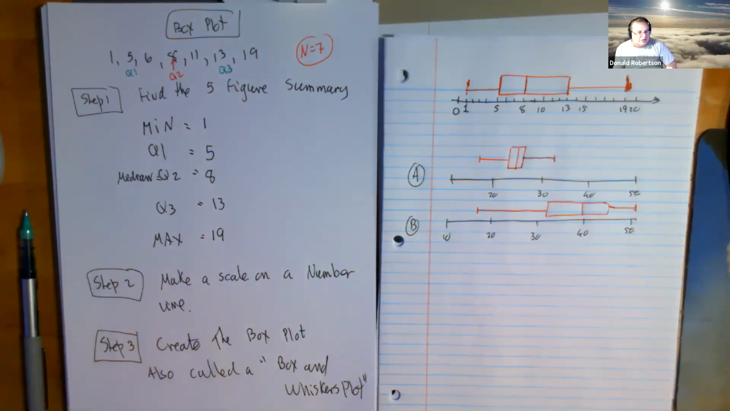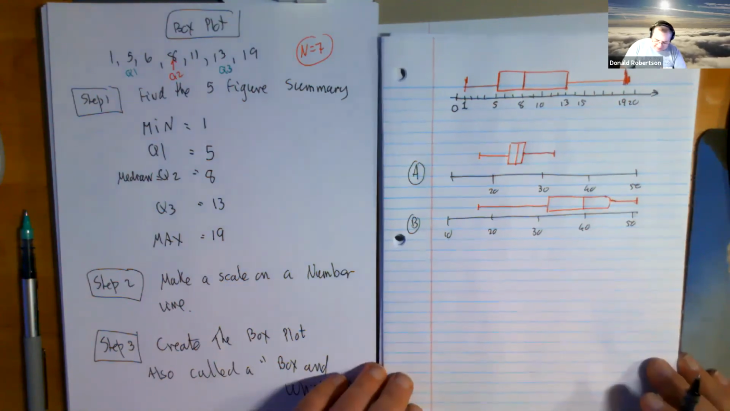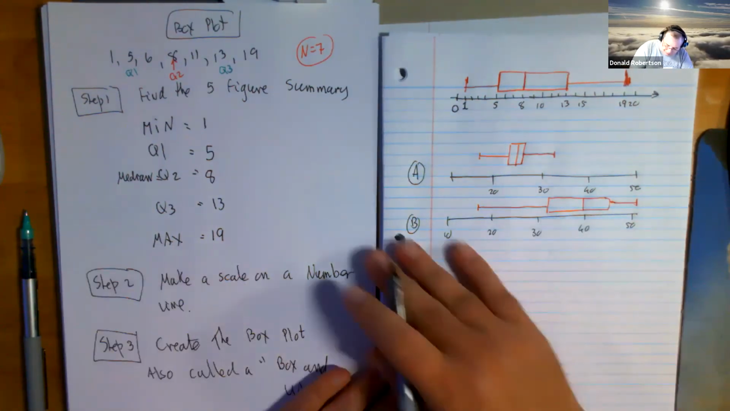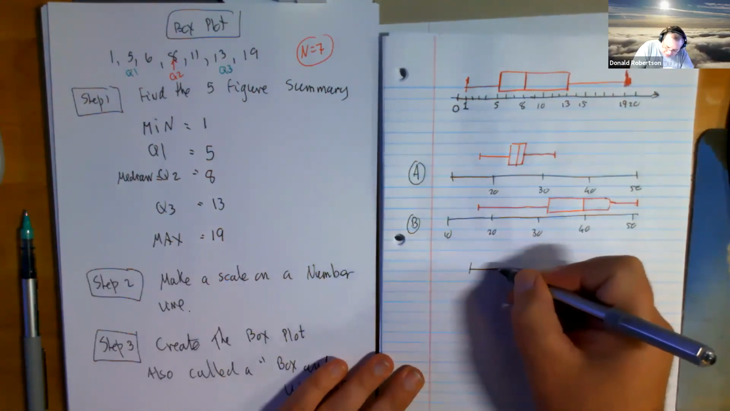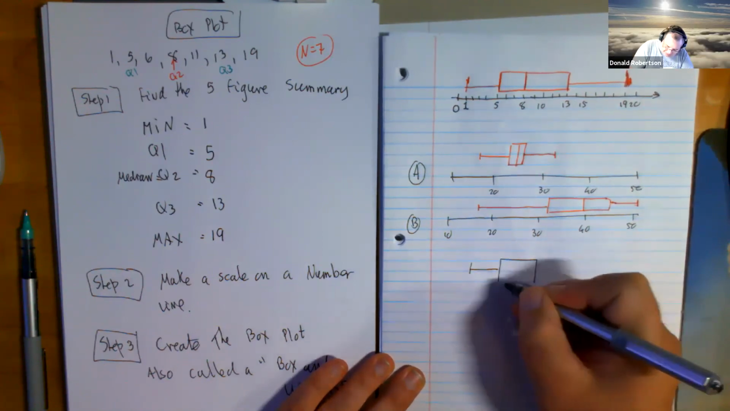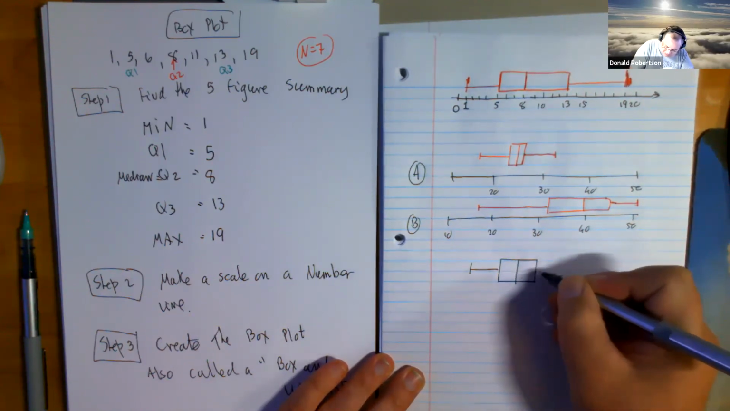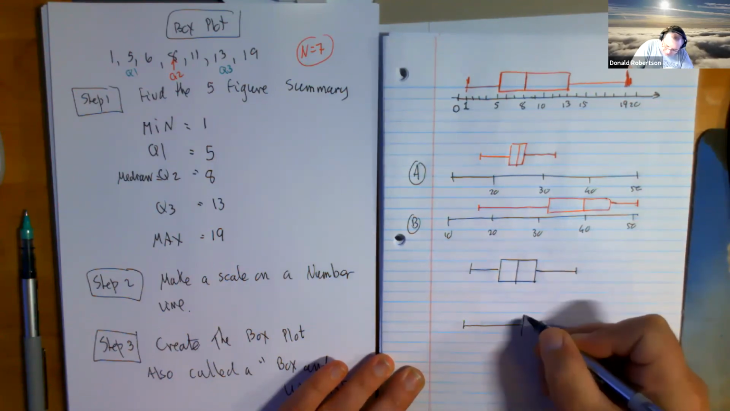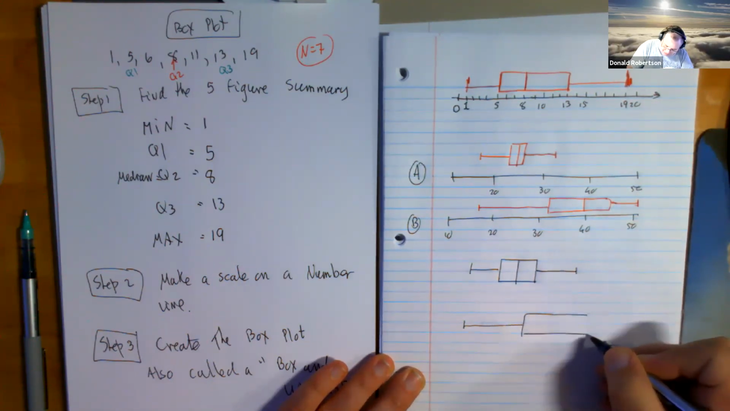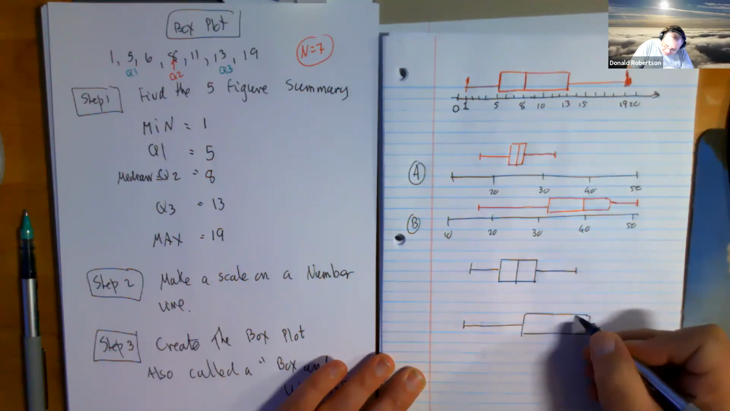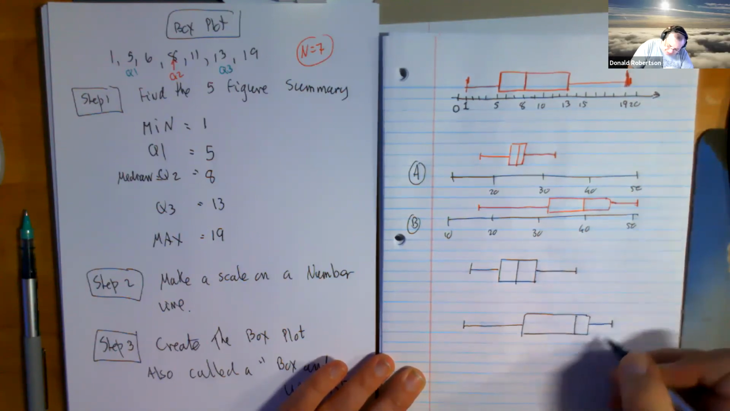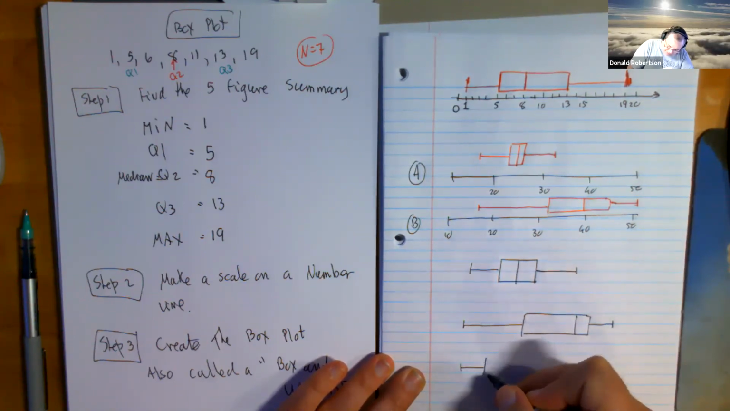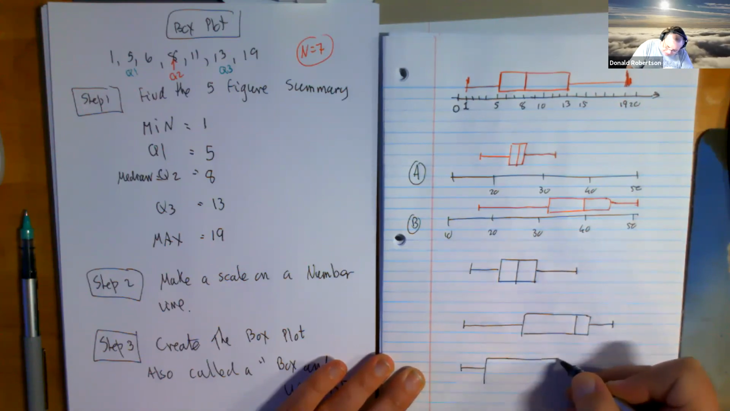Agreed? Now, without going through all the details, I am now going to show you how you can make judgment calls on what the shape of the histogram might look like based on what the box plot looks like.